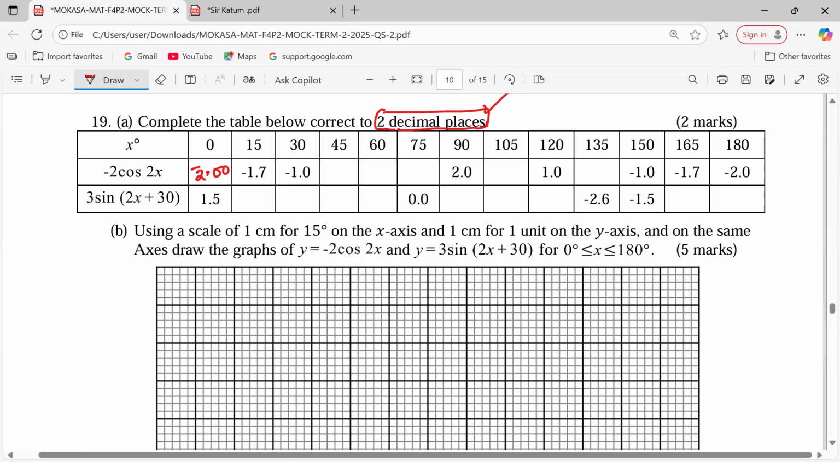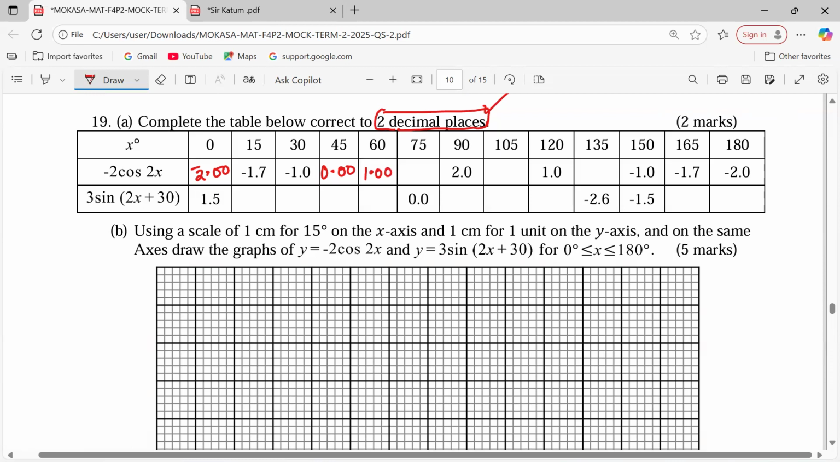Then at 45, we again write -2 cosine of 2 multiplied by 45. That gives us exactly 0, so this is going to be 0.00. The next is 60. So -2 cosine of 2 times 60, which is our x. So I'm getting 1, so it should be 1.00.